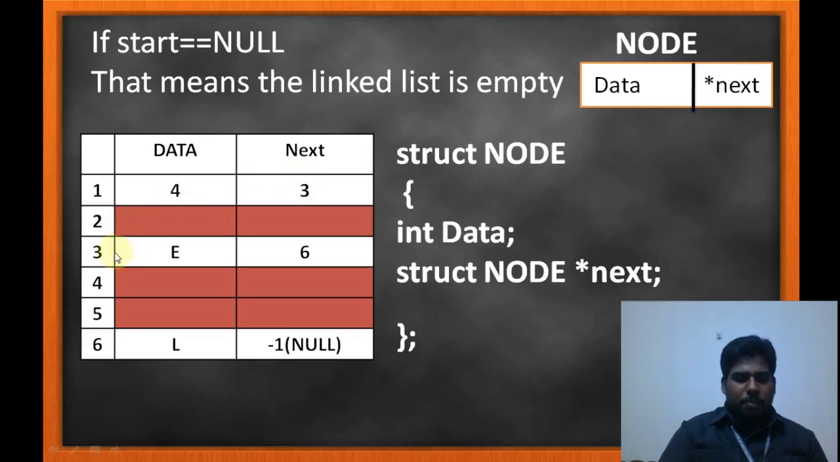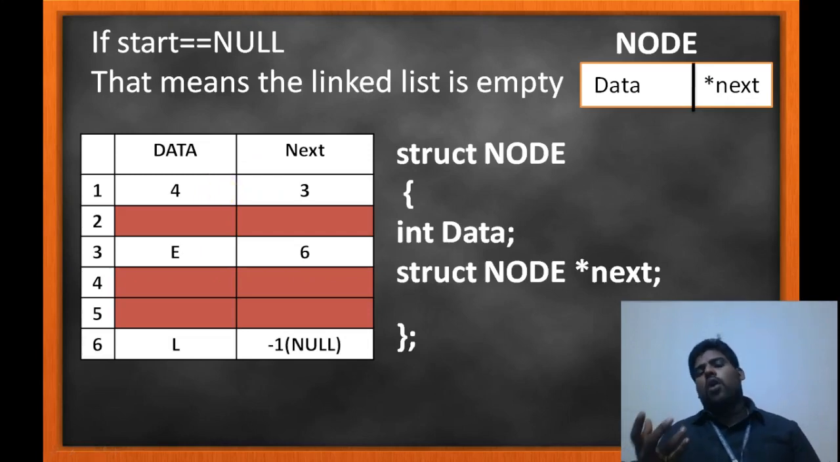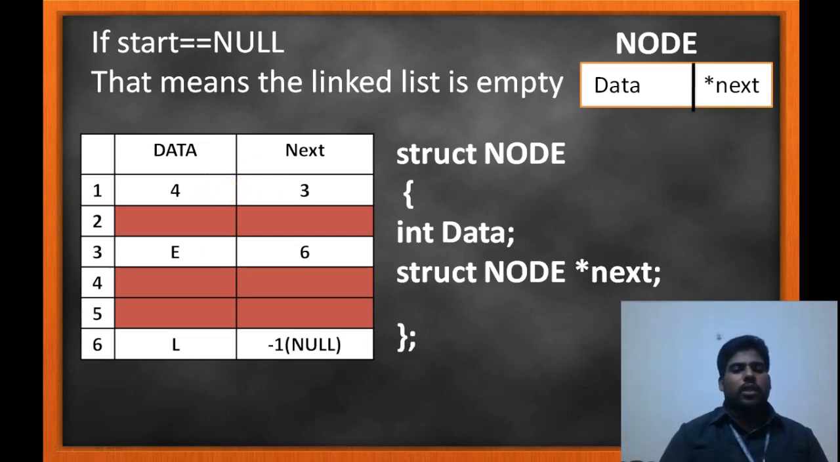So in the third position I added another value, E. Again 2 blocks were full, so in the 6th position I am adding the value N. So continuously I can't allocate the values here. So the linked list concept means it's a collection of nodes. Each node contains 2 things: one is data, another one is a pointer.